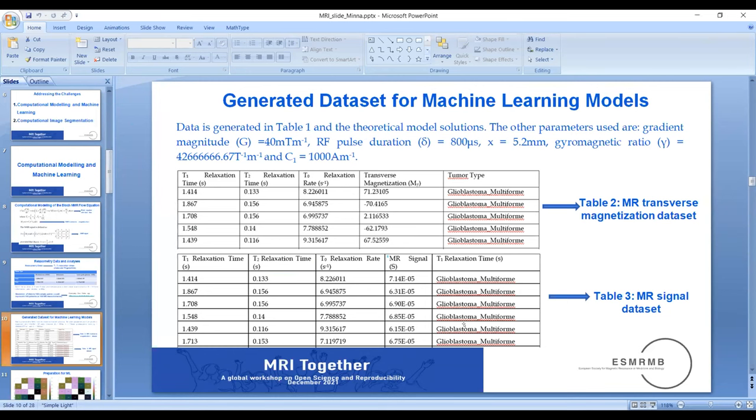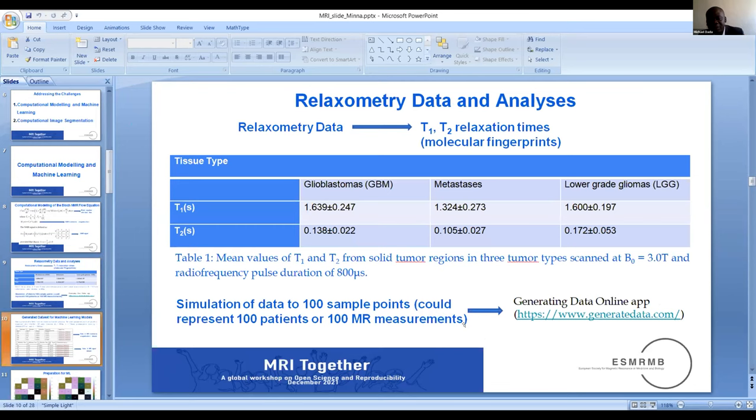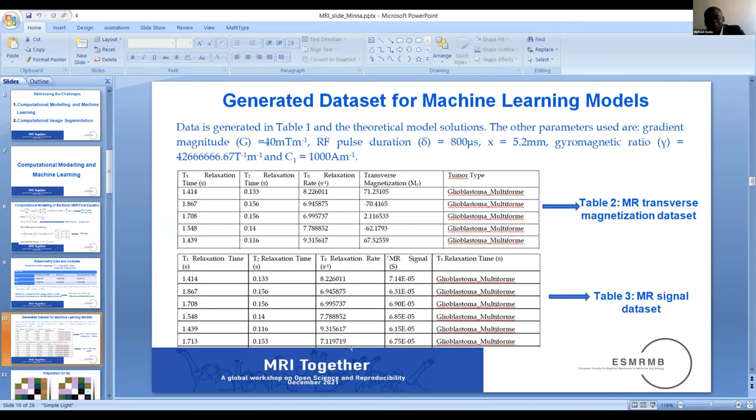All right, so we generated 100 sample points, and they are given by the first column in these tables. The first table here represents the computationally obtained transverse magnetization values for a particular set of T1 and T2 relaxation times. So we have T1, T2, then the relaxation rate, that's 1 over T1 plus 1 over T2. We use this based on the solutions we had earlier to compute the data set. So we have the data set for MY here, and we have the data set for the NMR signal here.